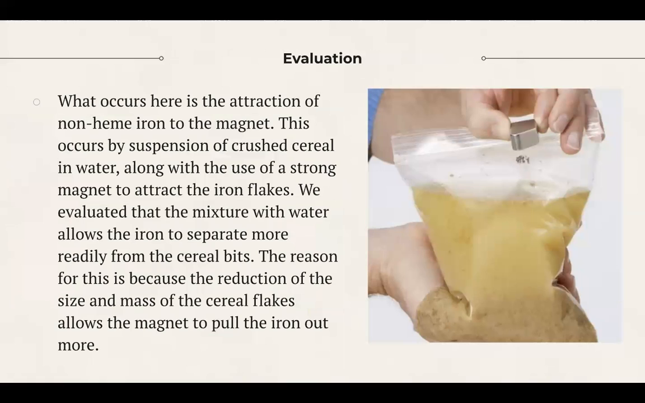Evaluation. What occurs here is the attraction of non-heme iron to the magnet. This occurs by suspension of crushed cereal in water along with the use of a strong magnet to attract the iron flakes. We evaluated that the mixture with water allows the iron to separate more readily from the cereal bits. The reason for this is that a reduction of the size and mass of the cereal flakes allows the magnet to pull the iron out more.